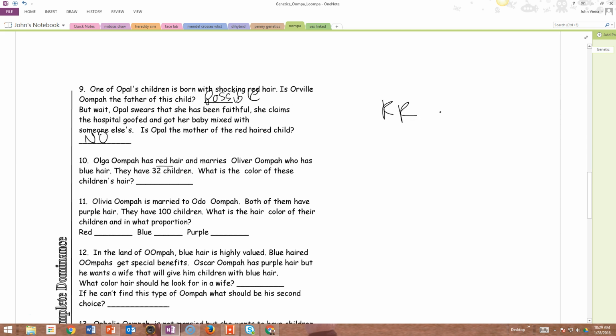Here's Olga Oompa. She marries Oliver Oompa, who has blue hair. They have 32 children.